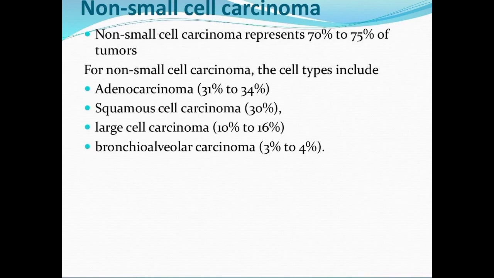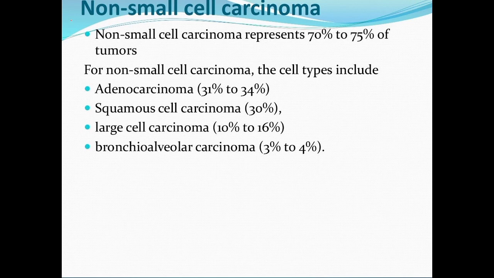Non-small cell carcinoma represents 70 to 75% of lung tumors, and it includes adenocarcinoma, which is 31 to 34%. Adenocarcinoma is the cancer of the glandular tissues, which line the internal organs and secrete substances like mucus and gastric juices. The second one is squamous cell carcinoma, and it counts for around 30% of lung cancer.